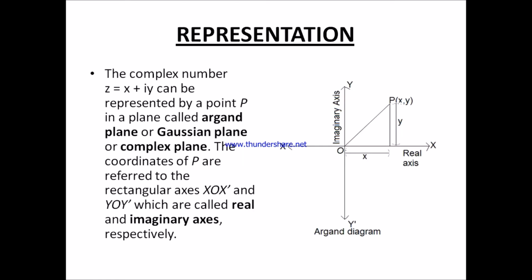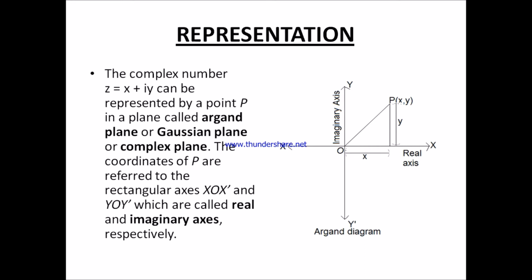Now it comes to the representation of a complex number. A complex number can be represented in a plane which is known as the Argand plane or the Gaussian plane, or simply a complex plane. Now we represent a complex number as a point, so in this case it is P. If the complex number is x plus iy, then the coordinates of P are (x, y). Here the x axis is the real axis, because the values on x always yield a real number, and the y axis is the imaginary axis.